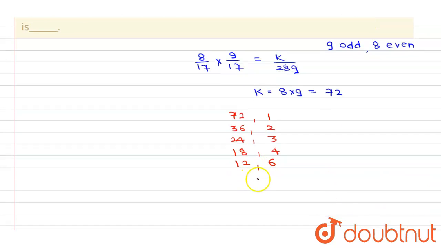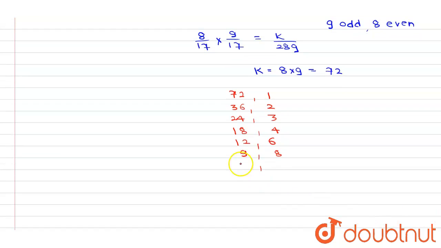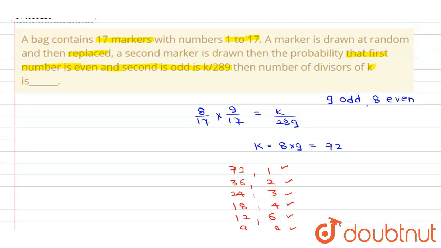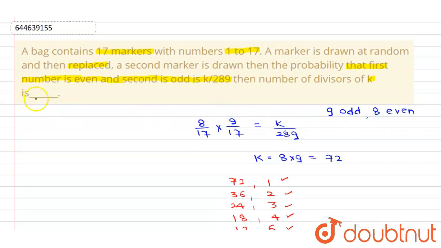Now try 8 into 9, another will be 12 into 6 which is already present. Therefore these are our divisors, which are 2, 4, 6, 8, 10 and 12. Therefore there are in total 12 divisors of k. This is our final answer.